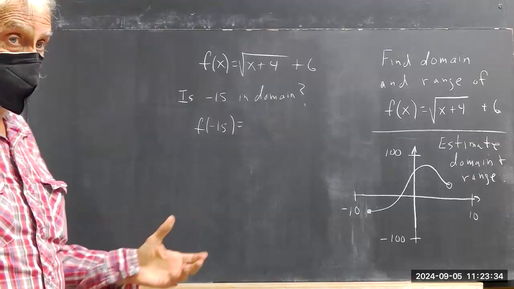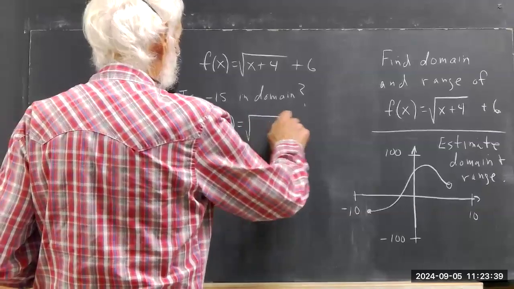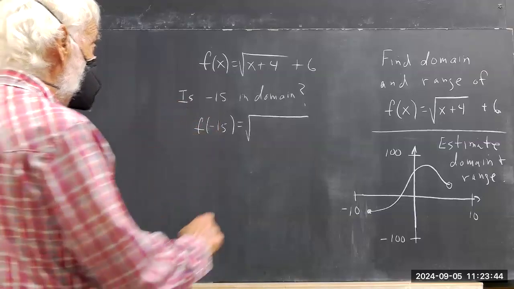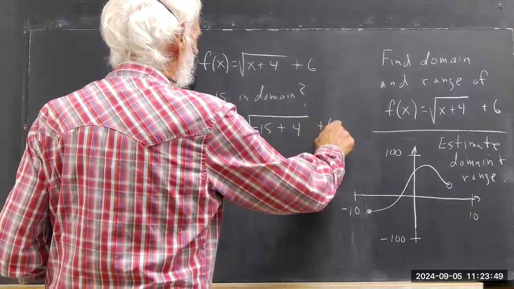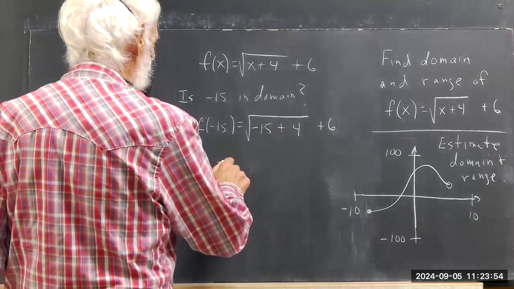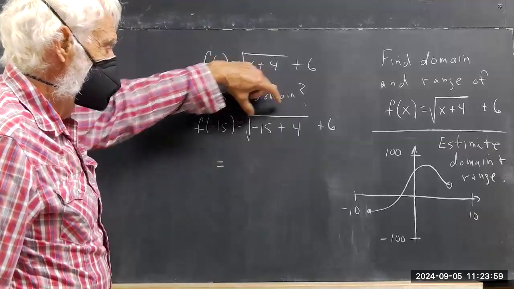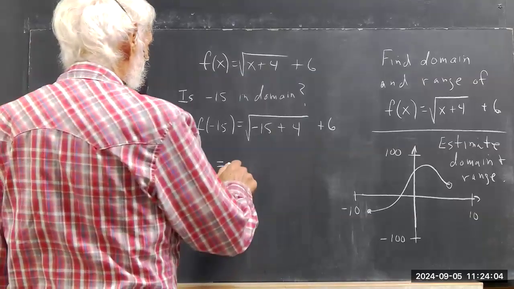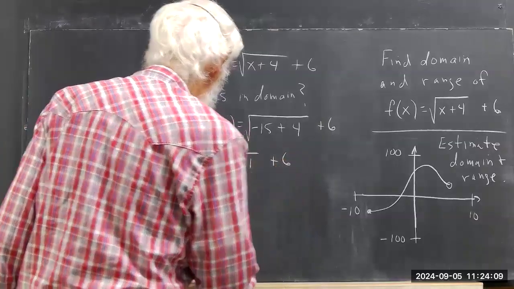And then what do we mean by a real number? Well, let's see. We got f of negative 15, that means x has been replaced by negative 15. So we do that. Now, by order of operations, the square root sign acts just like a set of parentheses. You've got to do what's inside of here. And you get the square root of negative 11, plus 6.